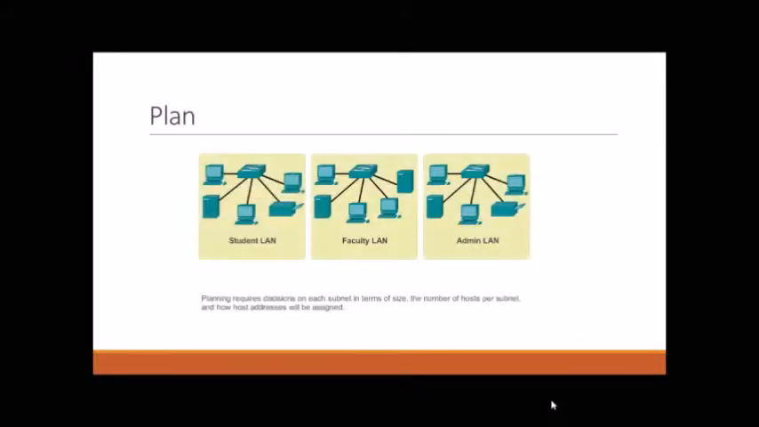Planning network subnets requires looking at the entire network and determining the main sections of the network and how they will be segmented. The address plan includes deciding the needs for each subnet in terms of size, how many hosts per subnet, how host addresses will be assigned, which hosts will require static IP addresses, and which hosts can use DHCP for obtaining their addressing information.